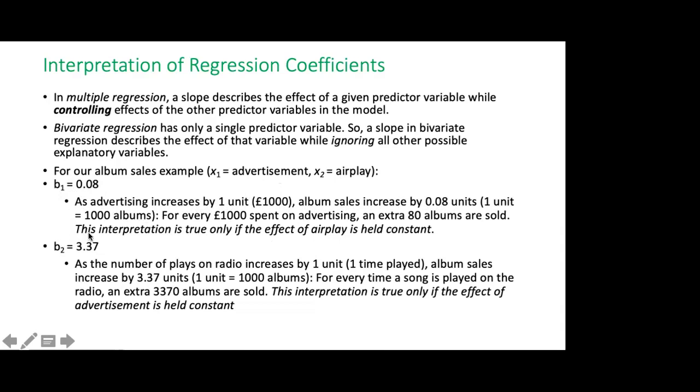The same is true for airplay, the number of times the song is played on the radio. Here the regression weight is 3.37. So as the number of times a song is played on the radio increases by 1 unit, which is one play, album sales increase by 3.37 units. That means every time a song is played on the radio, an extra 3,370 albums are sold. Again, this interpretation is only true if the effect of advertising is held constant.